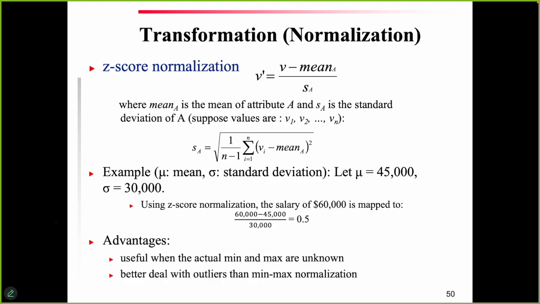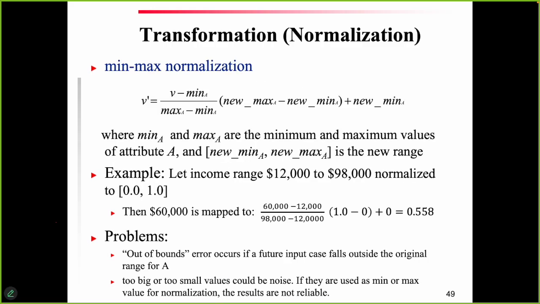But sometimes we also want to use, for example, z-score normalization. So let me answer the question: what does the V value in the formula represent? V is your original value. For example, let's say I give you some incomes. Let me write it here.